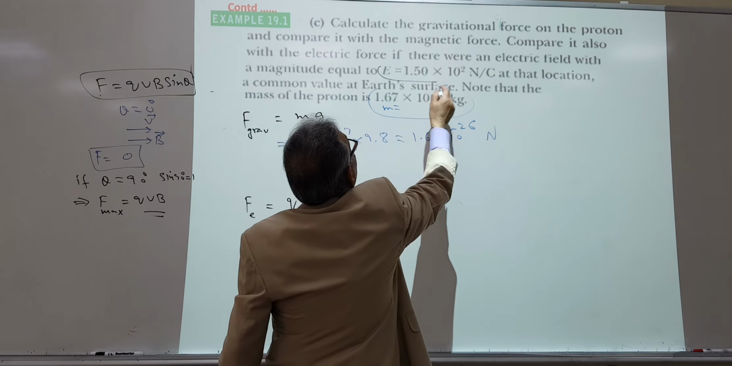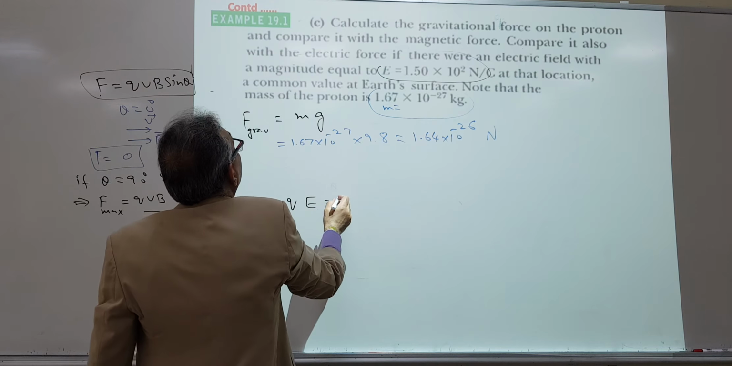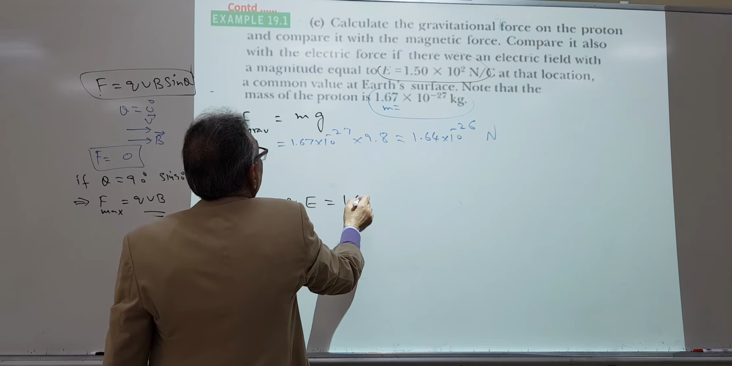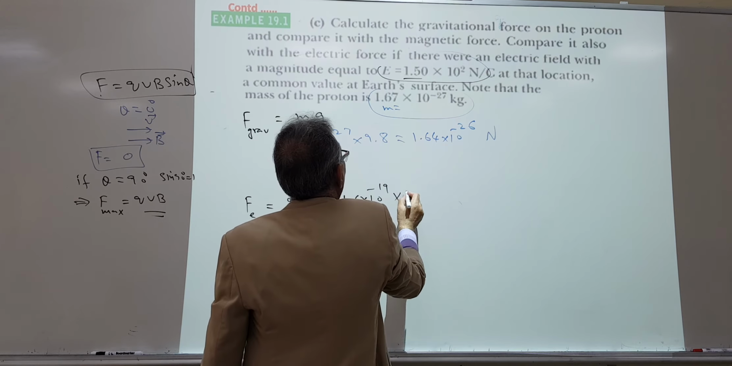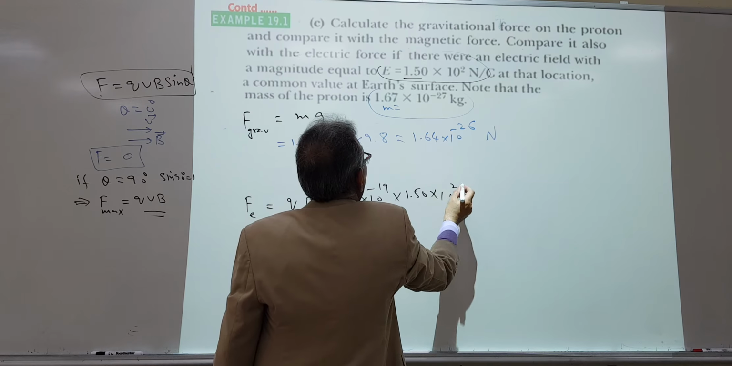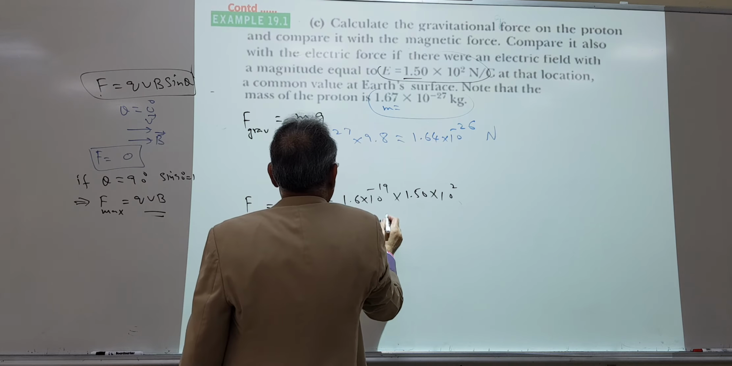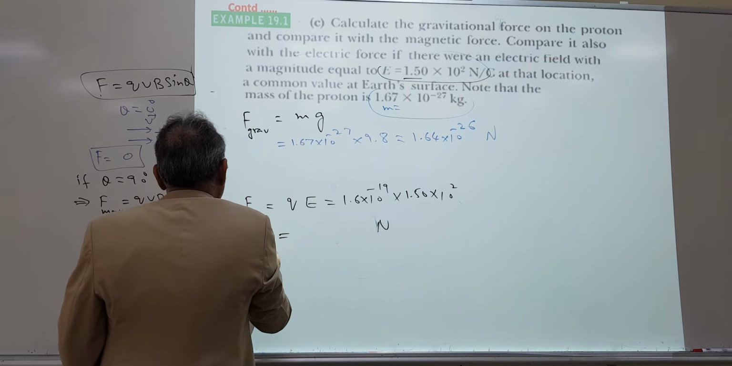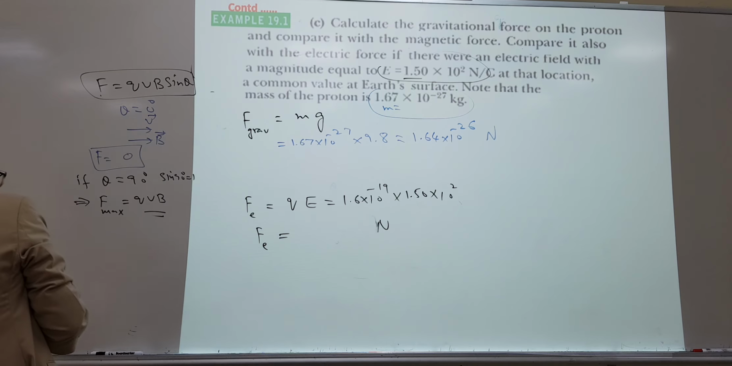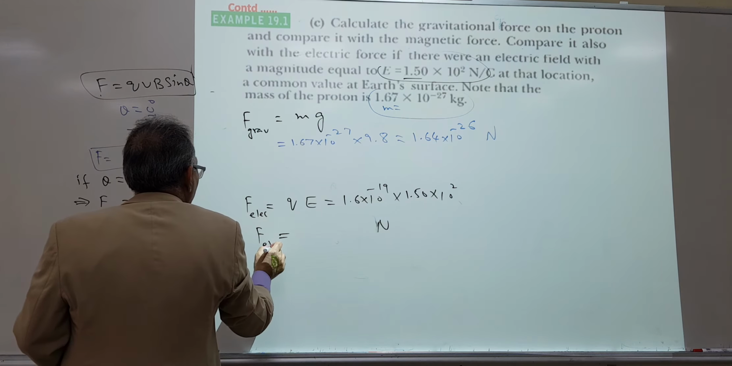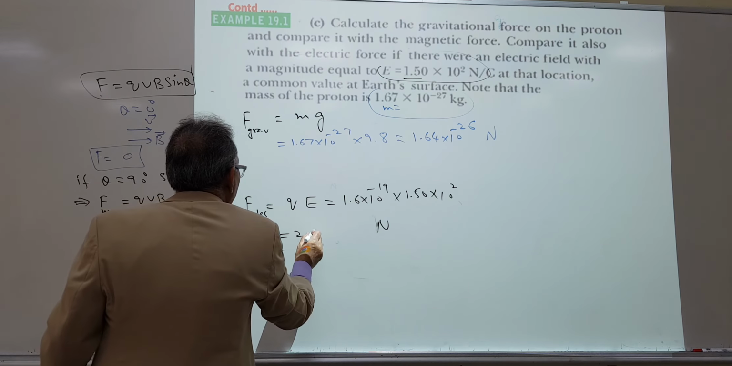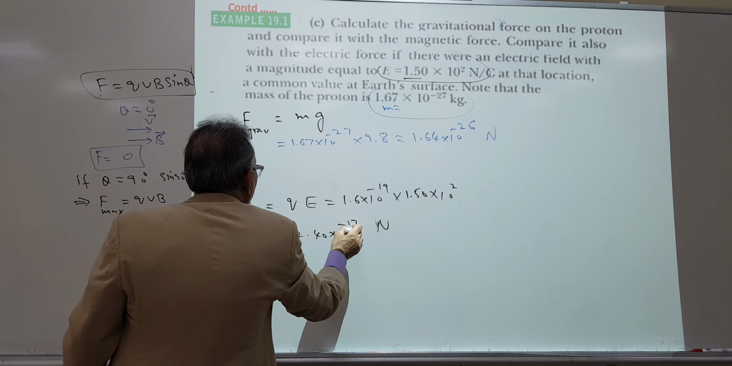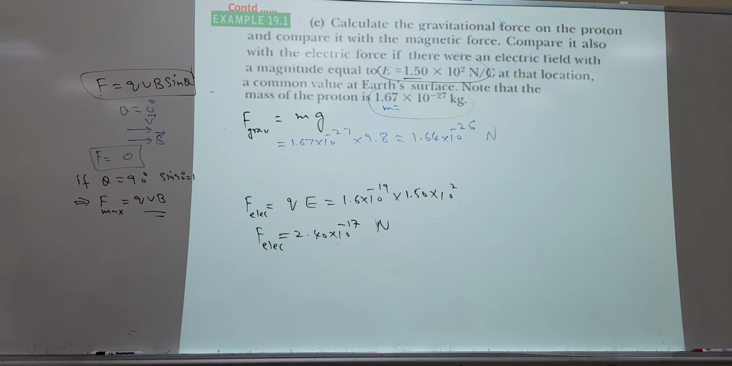And the electric force: E is given to you, Q is given to you, 1.6, E is given to you, 1.50. So you get the electrostatic or electric force. It will be 2.4 times 10 to the power minus 17. Okay.